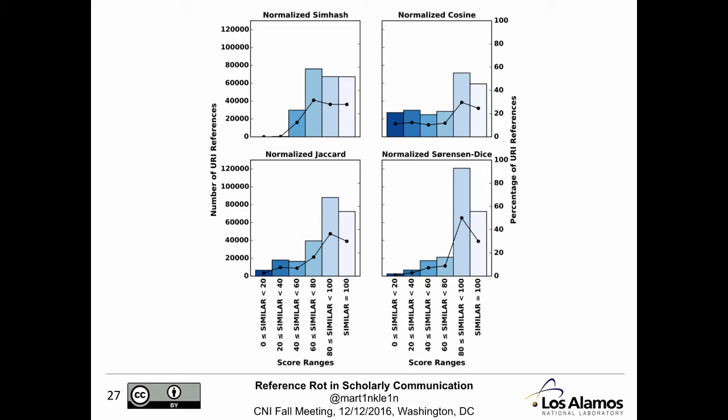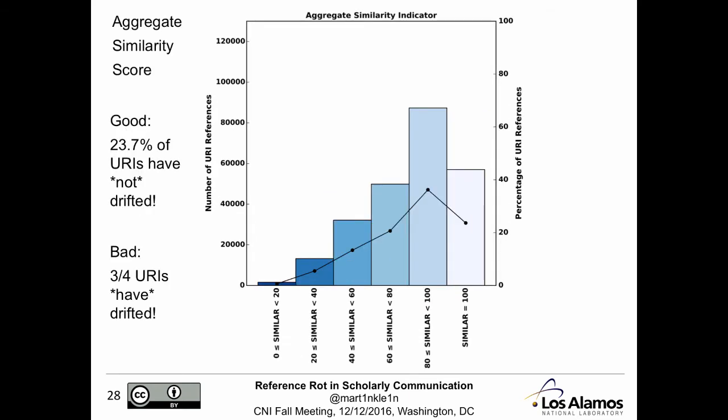Because they are different scores, we aggregated all these scores into one graph. It looks like this. Again, the pattern is the same, the shape is the same. The rightmost column in this graph represents the amount of your URI references that have not drifted over time, over all three corpora and over all your URIs. And as you can read roughly, and that's the good news of this graph, 23.7% of your URIs have not drifted.